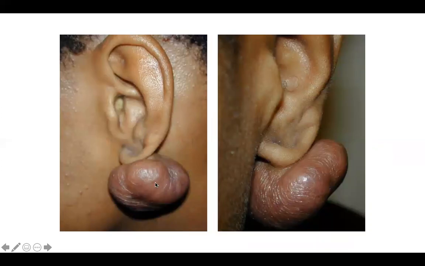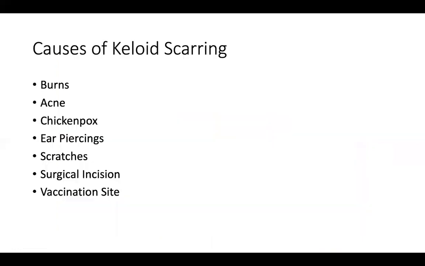Piercings can cause them, but it can be a laceration. It can be a surgical insertion. It can lead to keloid scarring as well, and some people are more likely to get it than others. Here's a list. So burns, even acne, chickenpox. We saw the ear piercing. Scratches can lead to it. There's been keloid scarring at vaccination sites as well.